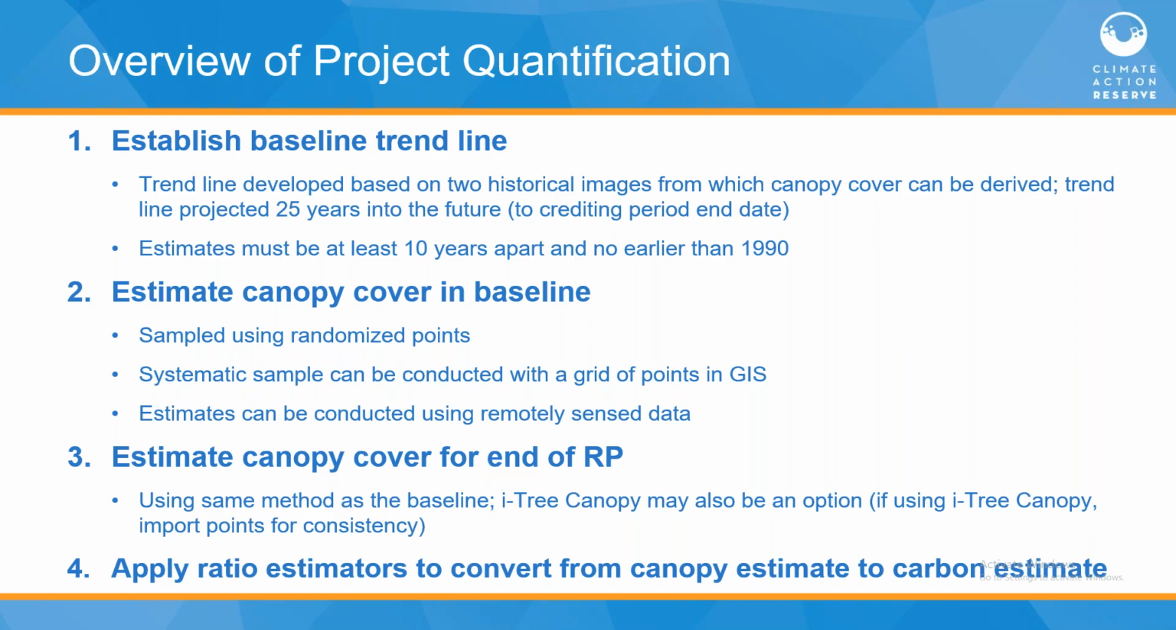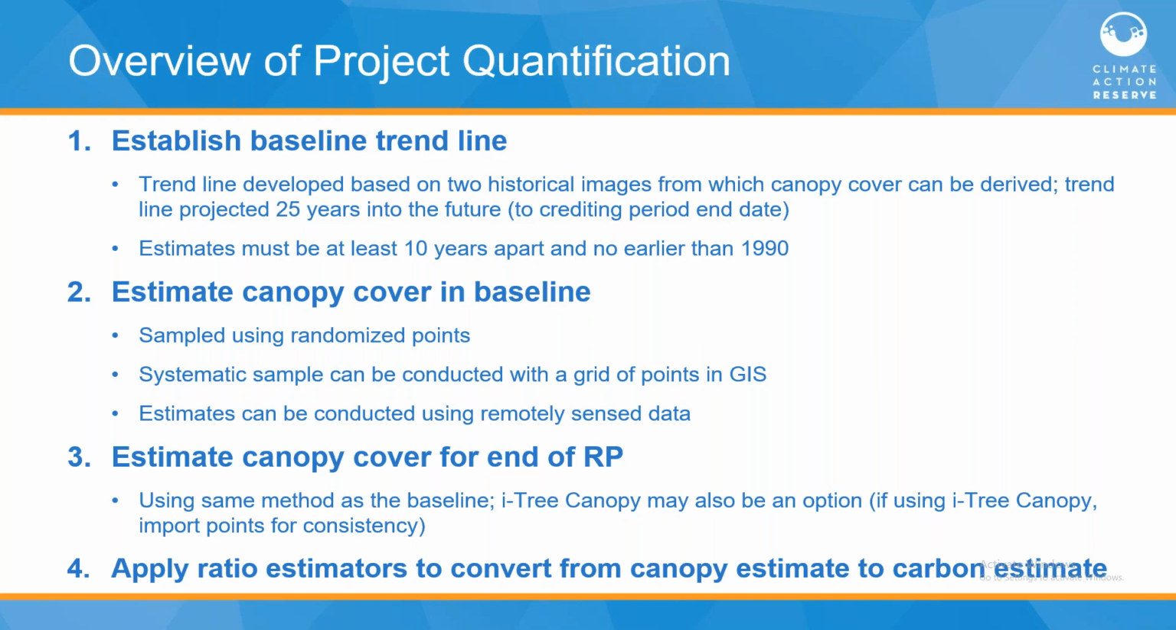So like I mentioned earlier, the additionality of crediting for this protocol is first established by creating a baseline. For these projects, the baseline is based on a trend line that we develop across two historical images. The historical images must show canopy cover in the project area, and that's what we use to quantify the baseline tons. The images must be at least 10 years apart and can be no earlier than 1990.